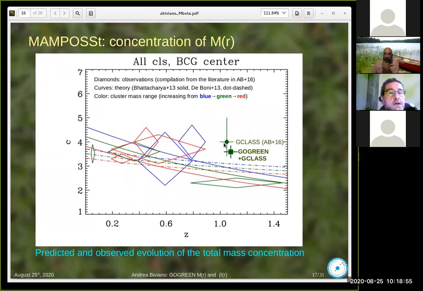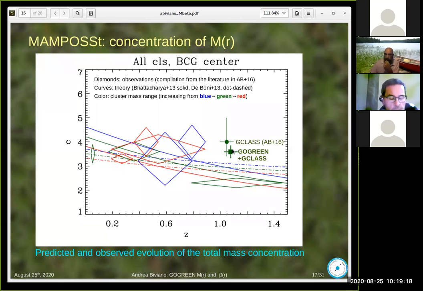And certainly our G-class result of 4 years ago was indicating some tension with the models, but especially with the Bhattacharya model. And now our new result is here, the square, and the tension is even stronger, and it basically confirms, sorry, the previous result.